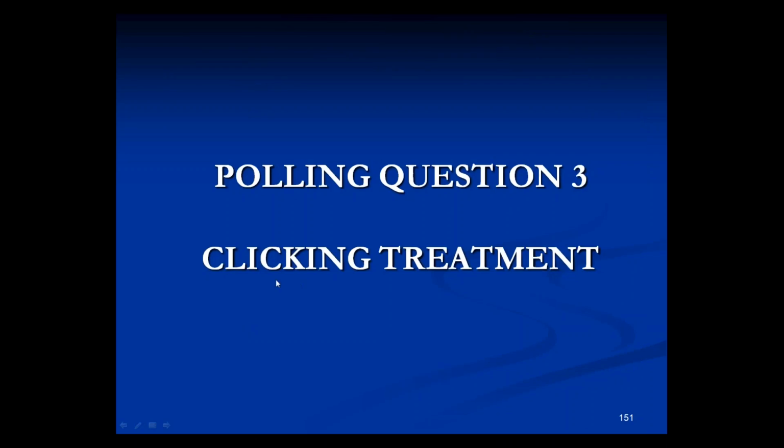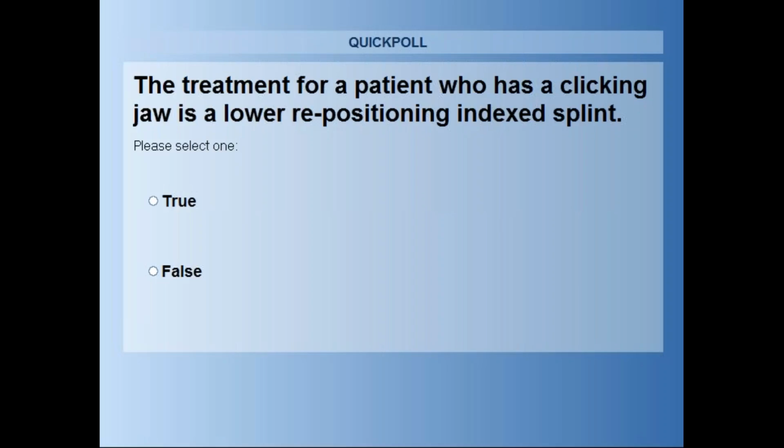Polling question number 3. Here we go. Let's get this up. Okay, the treatment for a patient who has a clicking jaw is a lower repositioning index splint. True or false? Let's go ahead and start answering. So we got 4% in, 7%. And this is going great. So we're going to go a little bit longer here.